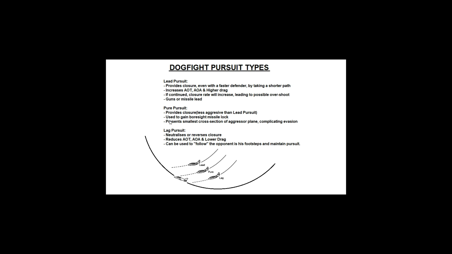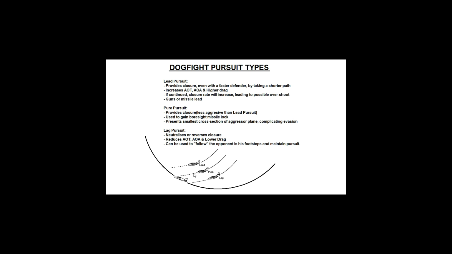The next type of pursuit is the pure pursuit. This is where our aircraft has its longitudinal axis or aircraft datum line pointing directly at the hostile in terms of elevation. A common mistake is thinking that a pure pursuit here would mean it's following the enemy exactly. That's not true.